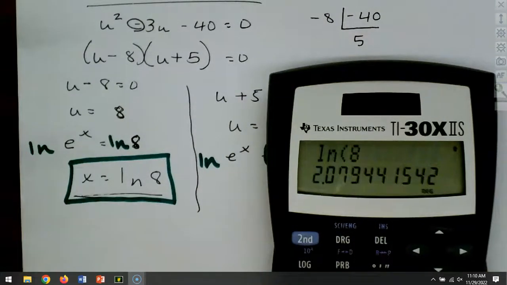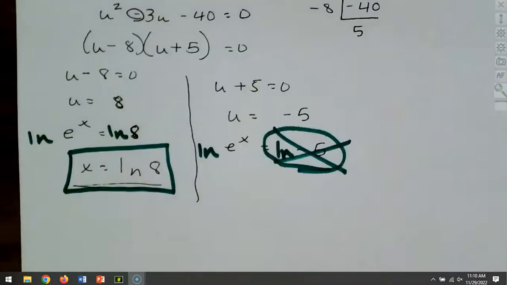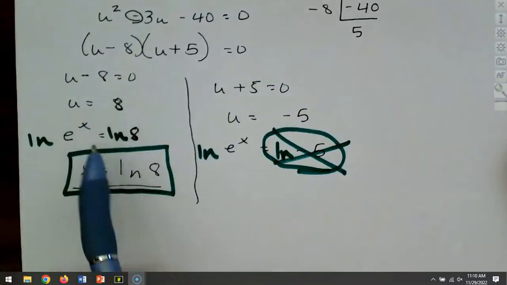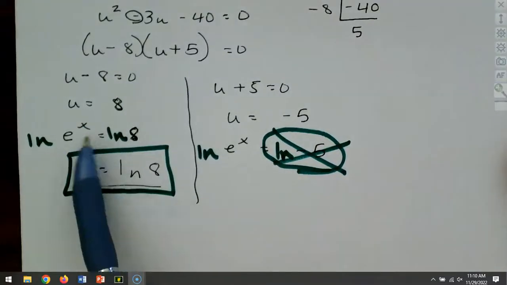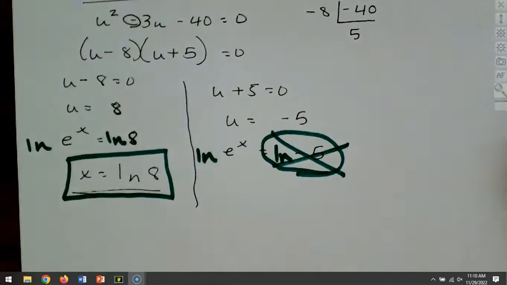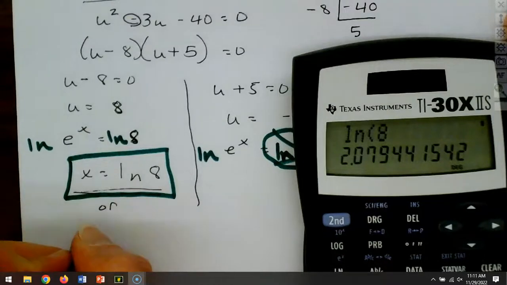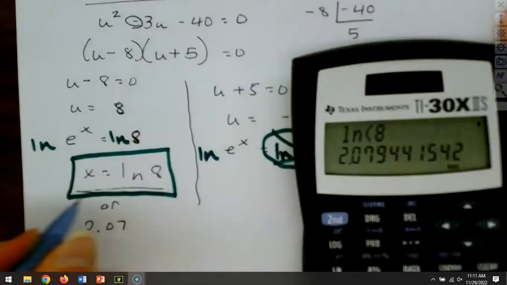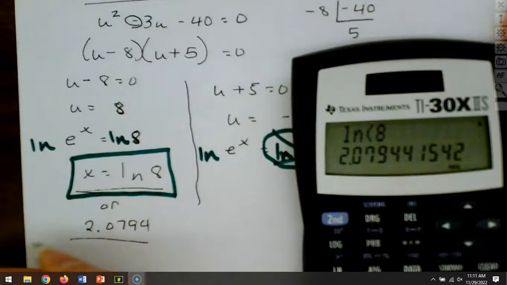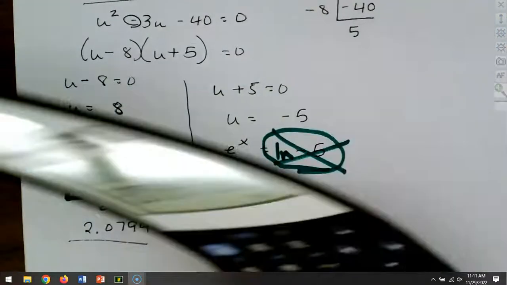Where'd you get the 1.9 from? Okay, there might have been a mistake somewhere else, but you should have got u equals 8, which means that e to the x equals 8, and then take your natural logs. So it should have been that. I'll write down the answer here. It should have been 2.0794 if you round. But I'll take either one.